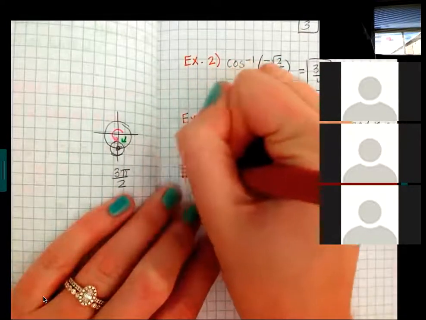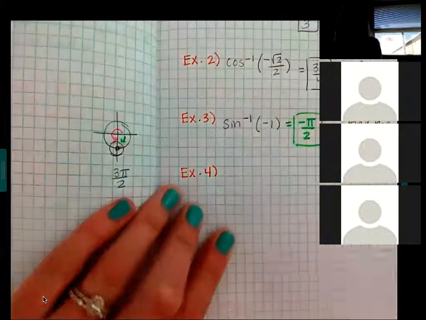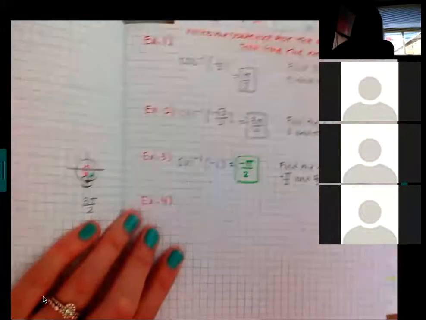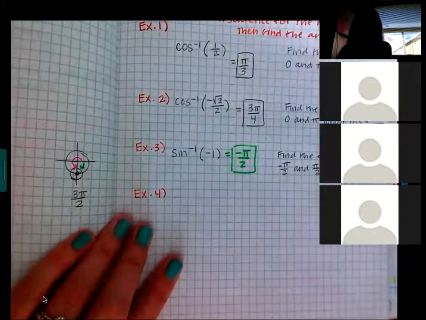All right, let's do some more. I'm going to keep going. I'll probably do like 5 or 6, and then I'll turn y'all loose to try a couple before we do homework. How's that sound?